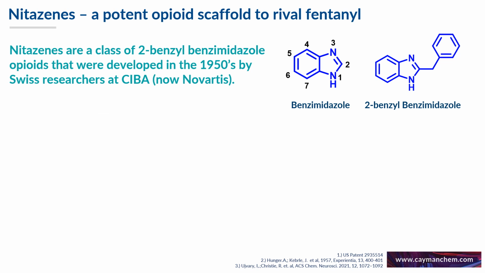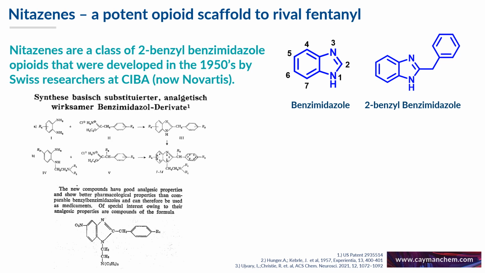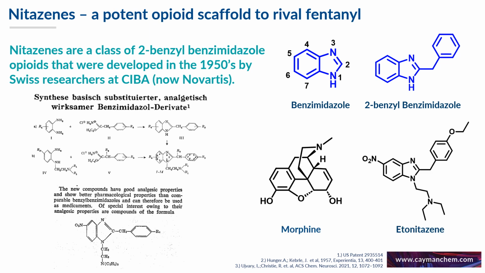Now, this series of compounds was originally developed in the 1950s at the Swiss company Ciba. They developed a series of these analogs and found that they were potent analgesics, with this compound etonitazene being orders of magnitude more potent than morphine. And as you can see, this compound does not look anything like morphine.